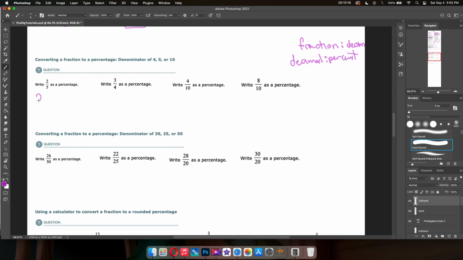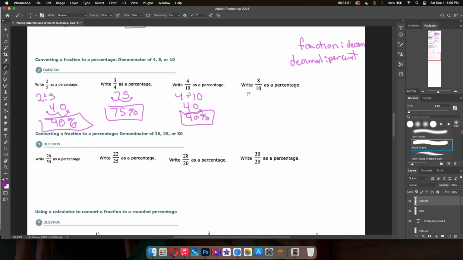When you do 2 divided by 5, you're going to get 0.4. And since you're going from decimal to percent, you move it over 1, 2 spaces to the right in order to get 40%. On a calculator, if you do 3 divided by 4, you're going to get 0.75. And you move the decimal over 1, 2 spaces to get 75%. Help if I block these. Then we do 4 divided by 10. That's going to get me 0.4. Oh, it's the same one as the other one because I move it over 1, 2 spaces, and then I'm going to get 40%.